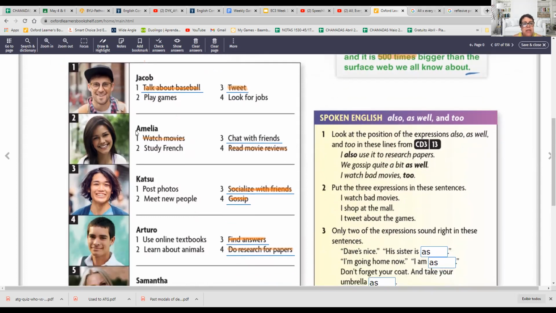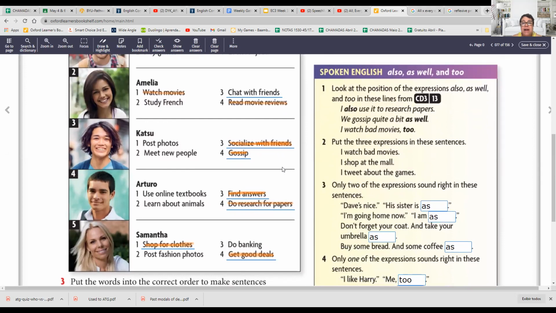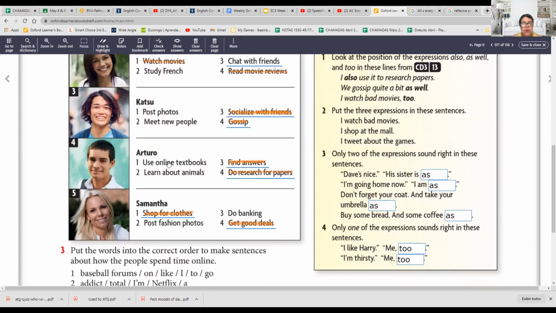Now, here, Amelia, what does she like doing online? Yes, she likes to watch movies, and she also likes to read movie reviews. Okay, great. What about Katsu? What does he like to do? He likes to socialize with friends and gossip. What about Arturo? He likes to find friends. Oh, sorry. Friends is only cats, so he likes to find answers and do research for papers.